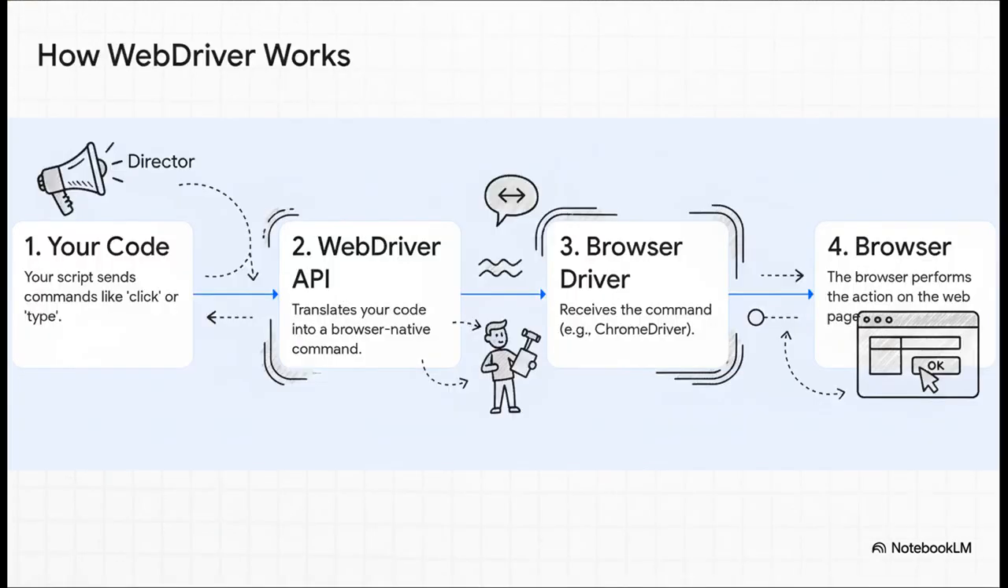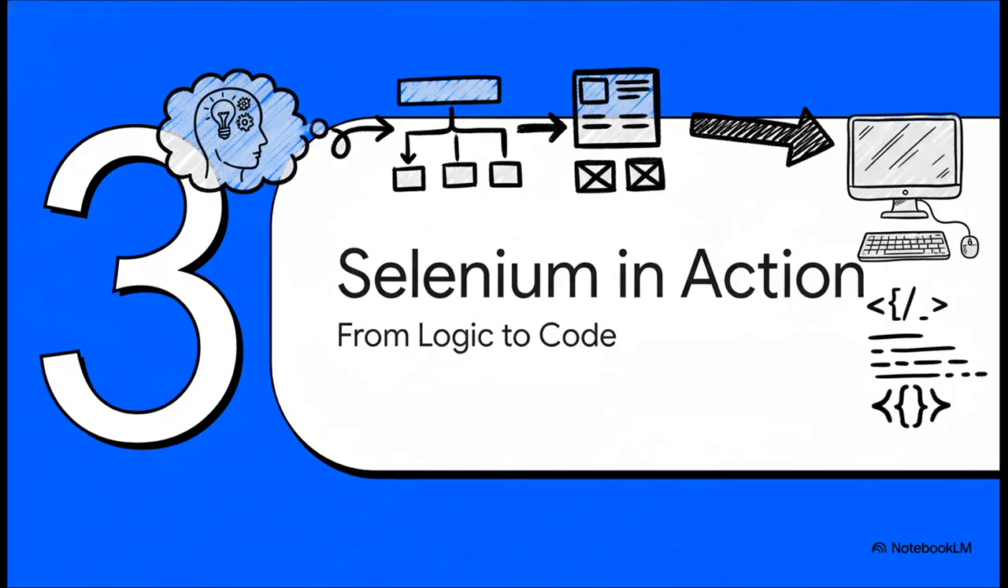So how does WebDriver actually pull this off? Well, it's a really clean chain of command. Think of your code as the director on a movie set. It's shouting the orders, like, click the button. Then Selenium WebDriver is the translator who takes that order and converts it into a universal language that all browsers understand. Finally, that instruction gets passed to a specific actor, like ChromeDriver for Chrome, which actually performs the action in the browser.